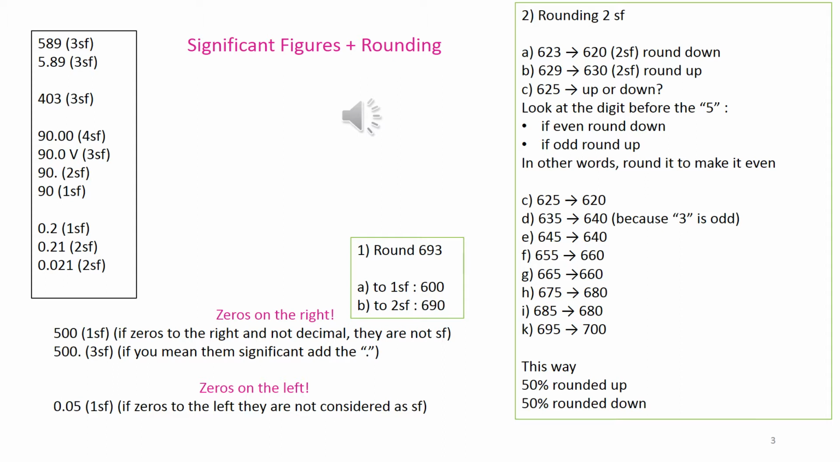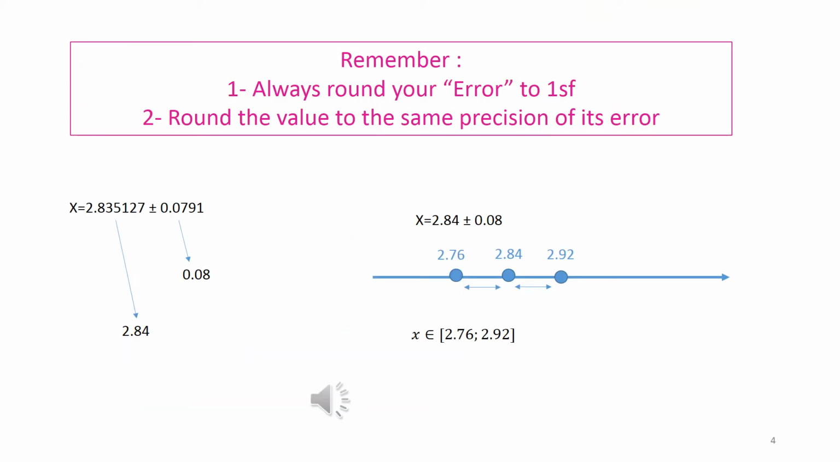It's essential for the calculation of error. So I need you to remember, for errors, you always have 1 significant figure. For example, x equals 2.83 blah blah blah plus or minus 0.0791. Actually, you have to round it to 1 significant figure, so it will be 0.08.